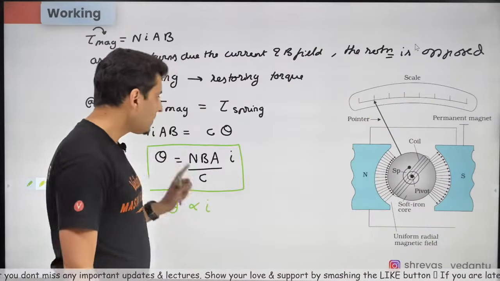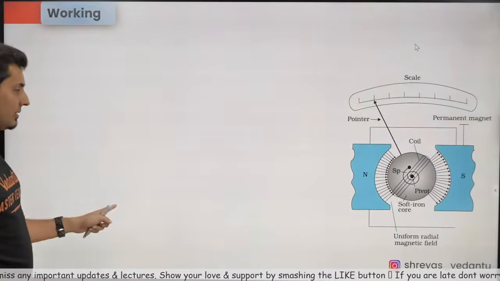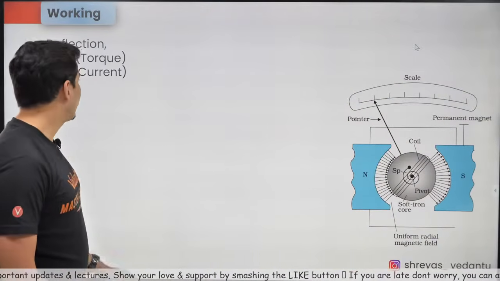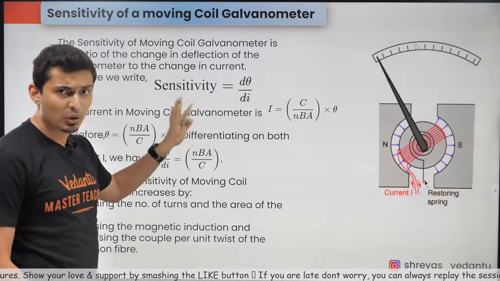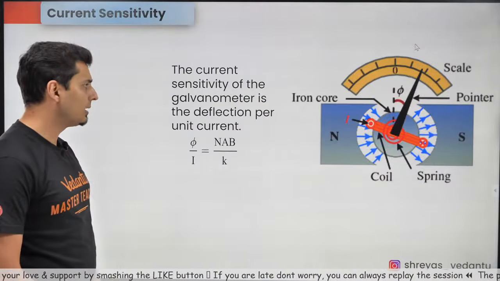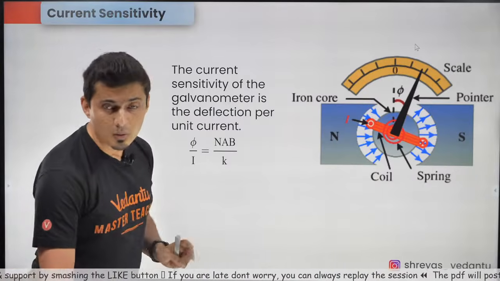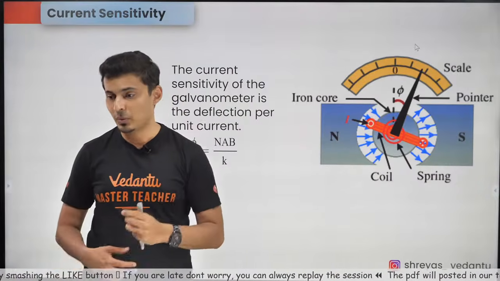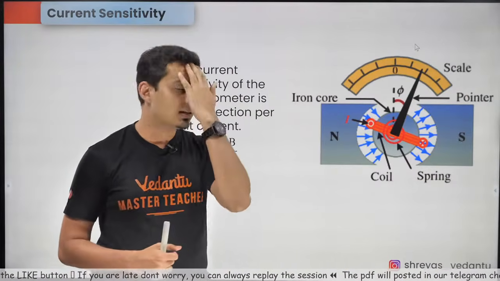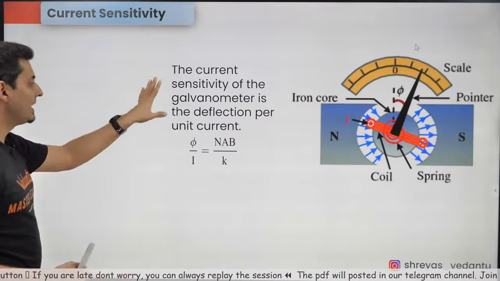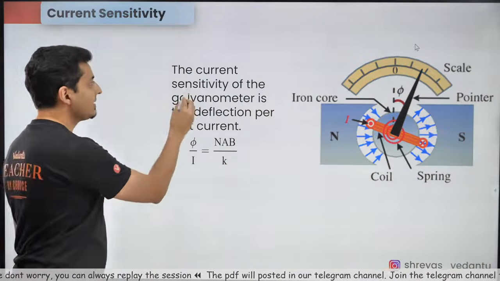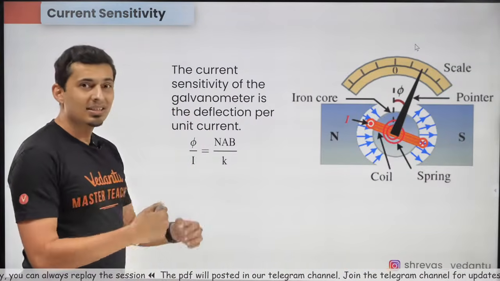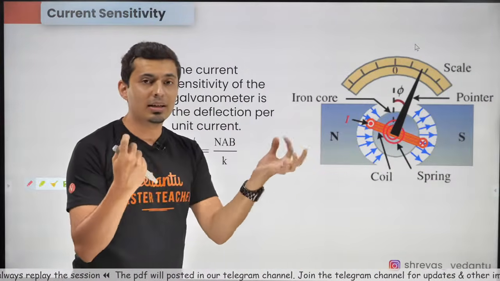Now, based on this result, I have put up all these derivations out here. Don't worry about it. It will be available for you in the PDF. There are a few other formulas which you need to know. One is the current sensitivity. What is the meaning of current sensitivity? Current sensitivity means how much does it deflect per unit current.